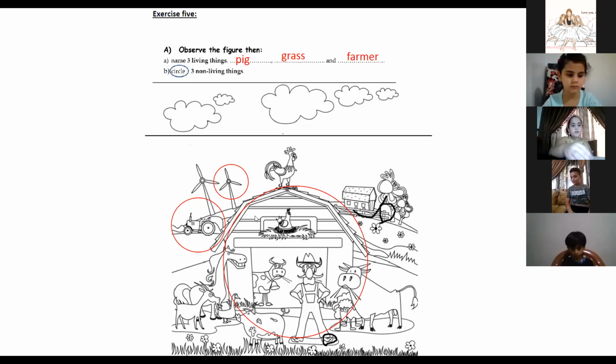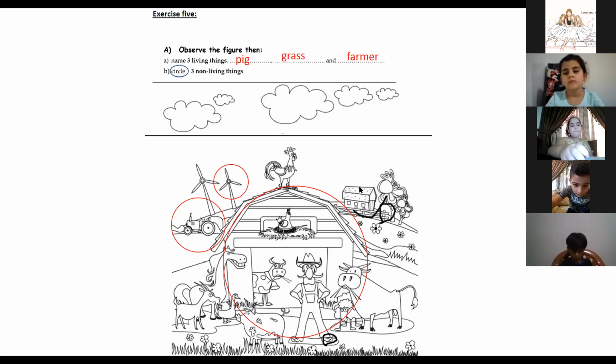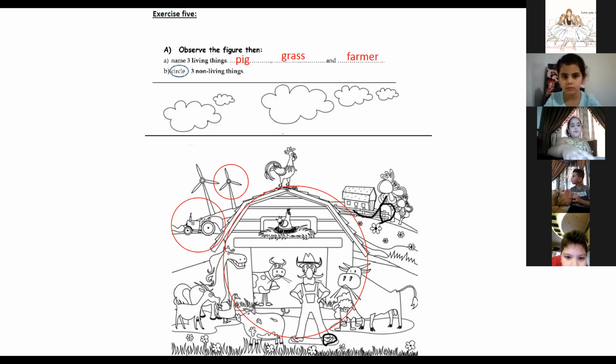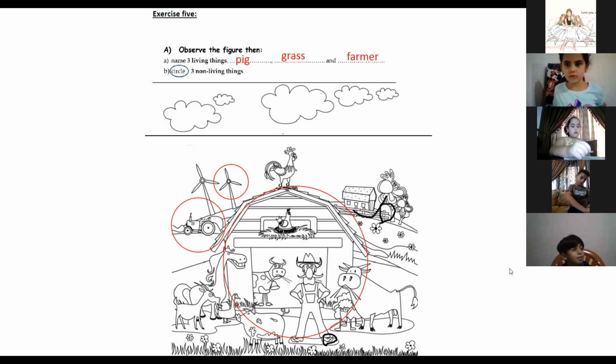Who else? Who else? Ali Hussein Bazzoun, did I ask you? No. What did you write for living things? For living things, what are the three things that you wrote? Horse, cow, and pig. Horse, cow, and pig. Bravo. Ali Badawi, did I ask you? What are the three living things that you wrote?